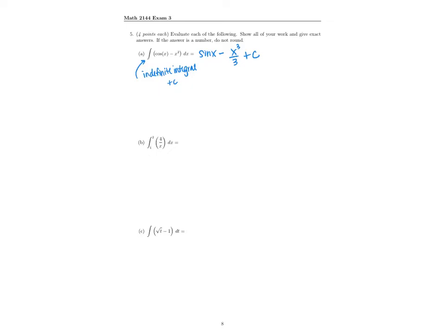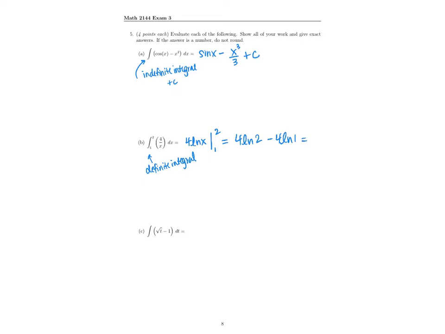So for the next one, I have a definite integral, so the answer to this one won't have a plus c. I'm going to use the fundamental theorem of calculus, part 1, to find the solution. First I need an antiderivative for 4 over x. So it's going to be 4 natural log x, and I'm going to evaluate that from 1 to 2. By the fundamental theorem of calculus part 1, I need to do 4 natural log of the top bound, which is 2, minus 4 natural log of the bottom bound, which is 1.